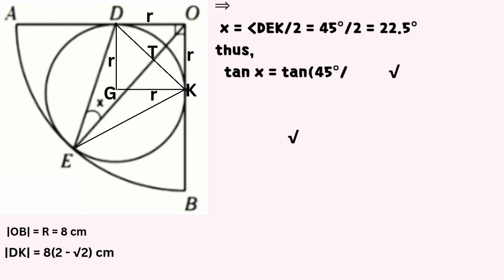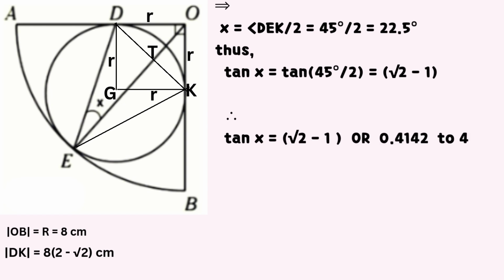X equals half of angle DEK, which equals half of 45 degrees. The result equals 22.5 degrees. Hence, tan X equals tan of half of 45 degrees, which equals the square root of 2 minus 1. Therefore, tan X equals the square root of 2 minus 1, which equals 0.4142 to 4 decimal places.